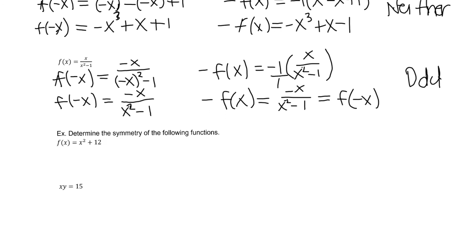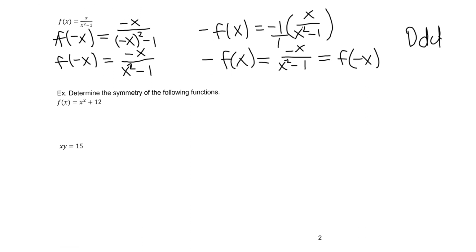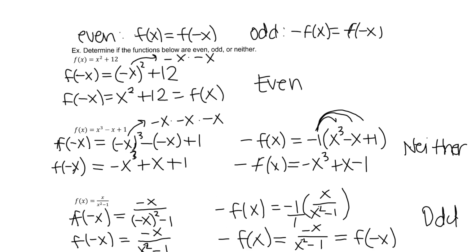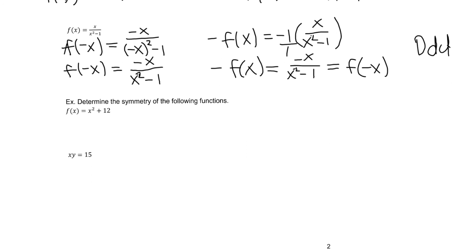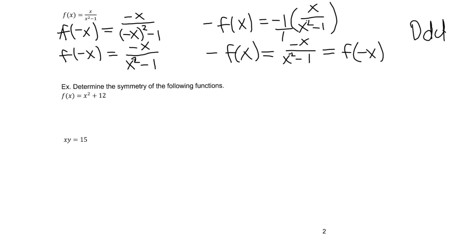Last thing we're going to do is determine symmetry. So we're going to go ahead and look at f of x equals x squared plus 12 again. And we've already determined from above that the function was even. So I know it's an even function. And from the front, we know that even functions are symmetric about the y-axis. So I already know that this is symmetric about the y-axis.